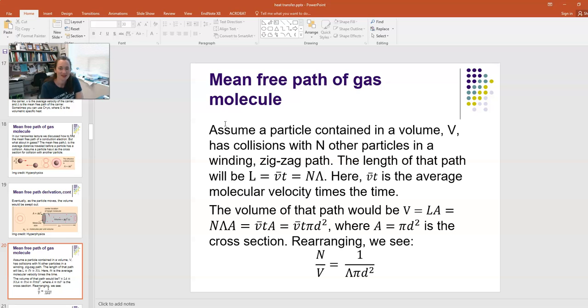Okay, so the volume of the path would be V is equal to L times A, where A is that area, that pi d squared, right? So we can use this equation here. LA would be equal to, as we saw earlier, n lambda times A, which is equal to v t A, right? Which would be equal to v t pi d squared, right? Because A is pi d squared. So if we rearrange those two equations, we have N over V is equal to 1 over lambda pi d squared.